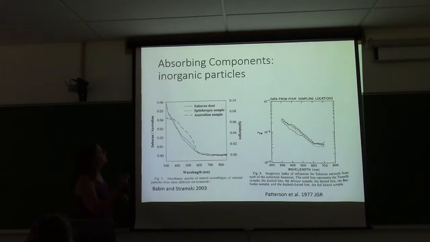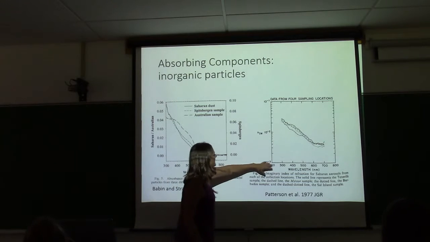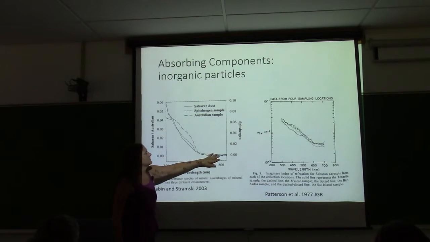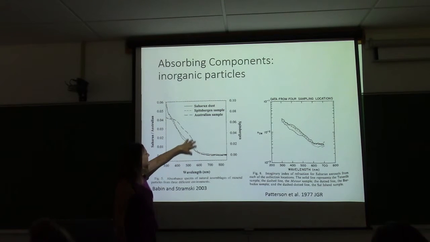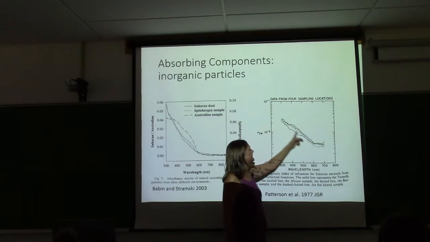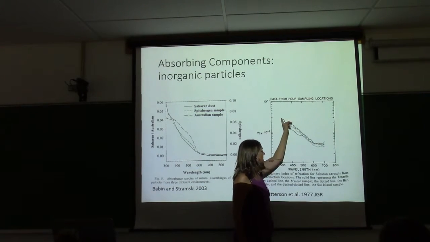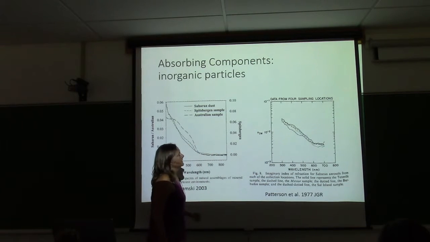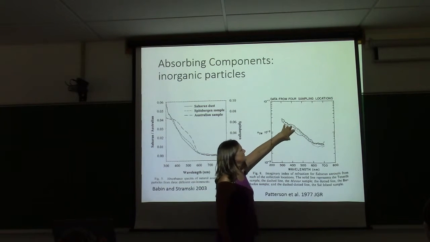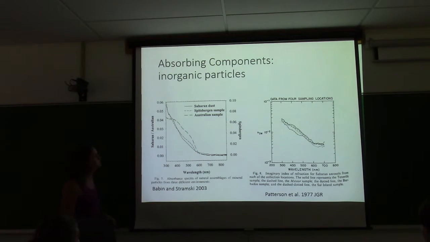Other inorganic particles. These are two different studies, one by Babin and Stramski, one by Patterson, where they looked at the absorption of different minerals. And you can see, again, there's this sort of overlying exponential decay, but again, there's lots of features on here, again, probably due to some iron oxides. This is on a log scale. This would be the exponential approximation of the exponential slope. And so looking at the variations in that slope would tell you something about the composition of the mineral samples that they were looking at. So those are definitely showing up in your non-algal particle measurement of absorption.